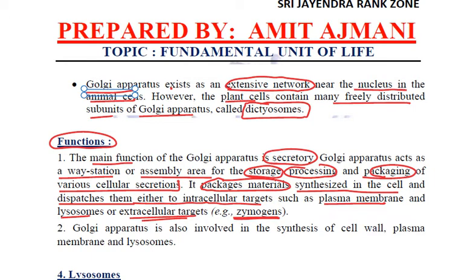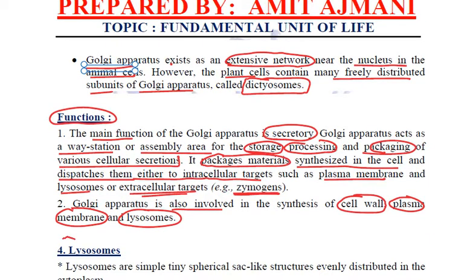Another function is that it is also involved in the synthesis of cell wall, in the synthesis of plasma membrane, and in the synthesis of lysosomes. Cell wall, plasma membrane, we have already discussed. Lysosomes, this is the next thing that we are going to discuss. So these Golgi apparatus are involved in the formation of cell wall, plasma membrane, and lysosomes. Let us talk about lysosomes now.